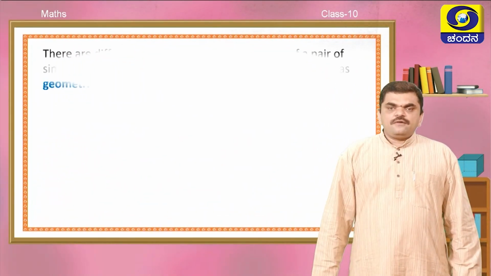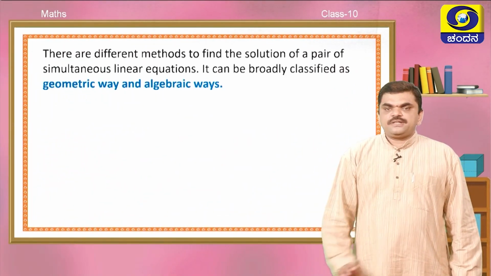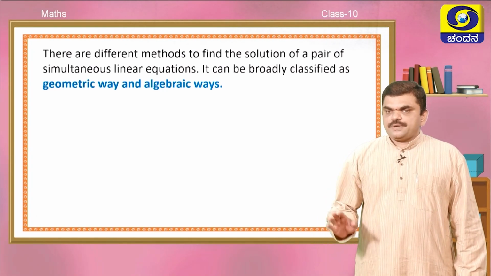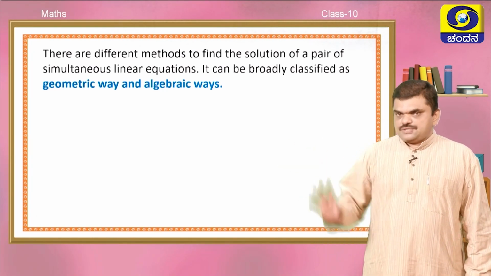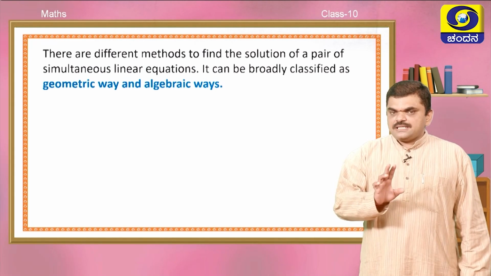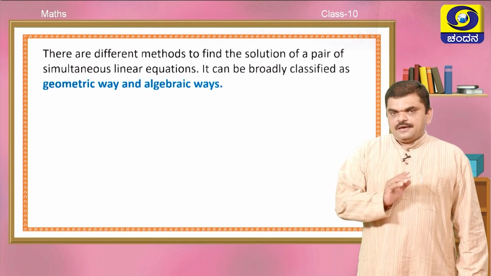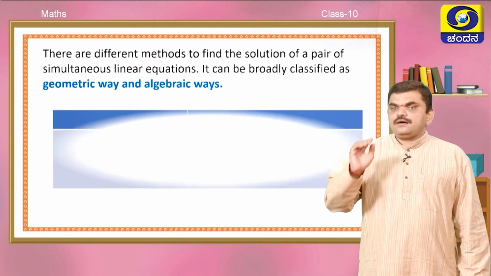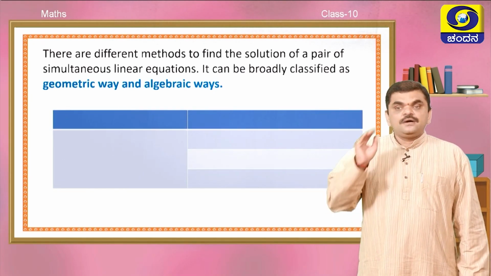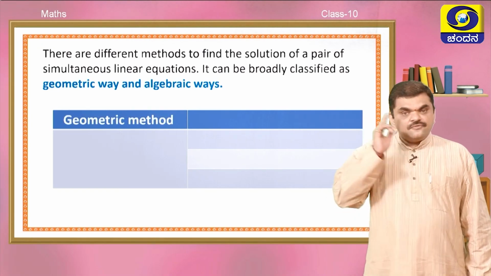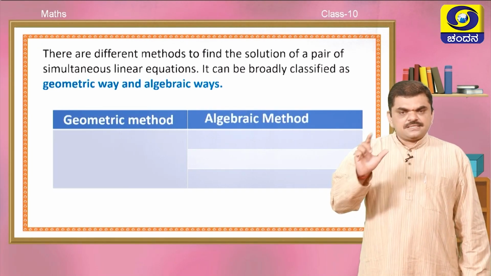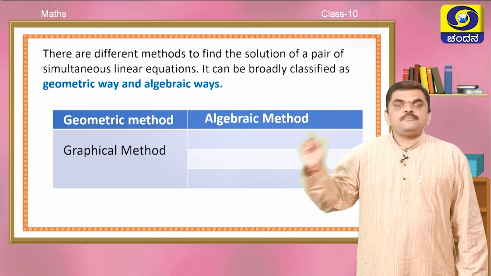Children, we have already learned that there are different methods to find the solution for a pair of simultaneous linear equations. It is broadly classified as geometric way and algebraic way. As we have discussed already algebraic ways, we learned all the three methods there. For the geometric method, the method is called the graphical method.